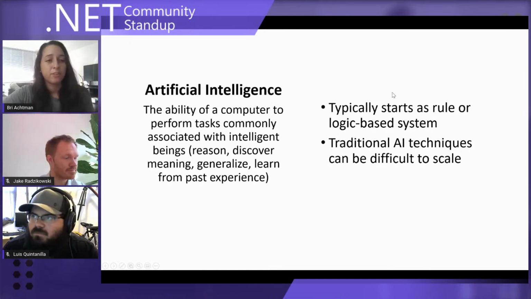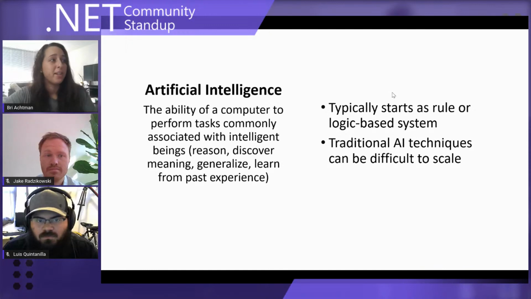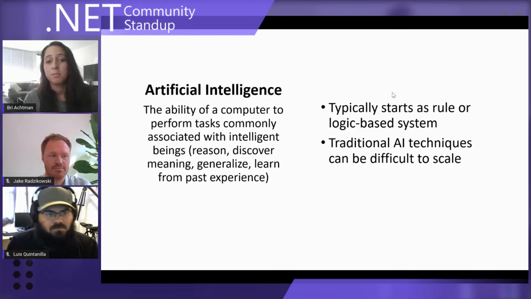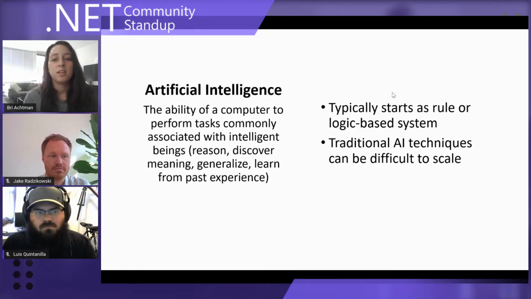First, we'll start off with artificial intelligence. So this is the ability of a computer to perform tasks normally associated with humans or intelligent beings. So this can be things like reasoning, generalizing, and usually this starts as a rule or a logic-based system. So you can think of a lot of if statements.